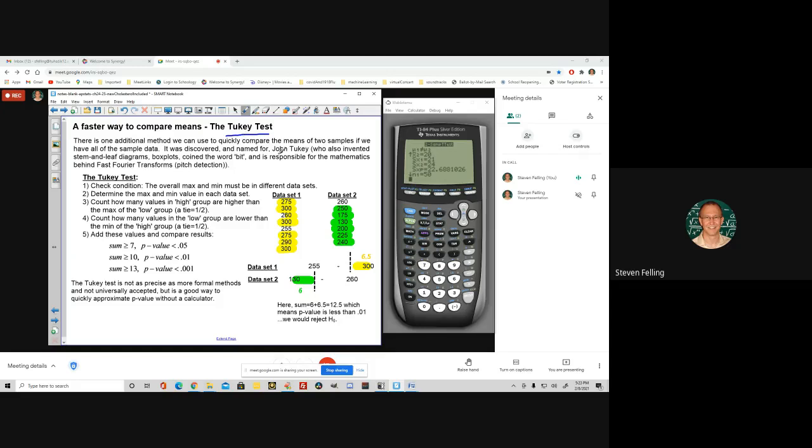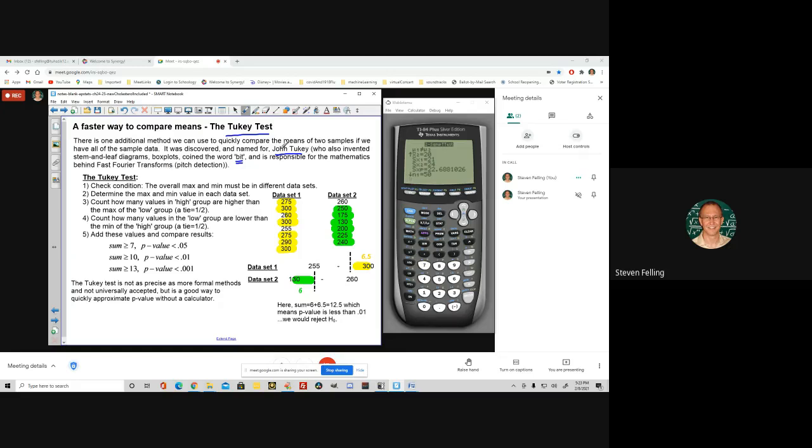It's named after a guy named John Tukey, who's actually quite famous in signal theory and computing processes. He's the person who invented stem and leaf diagrams and box plots. He coined the word bit for representing zeros and ones, and he's responsible for an area of math called the fast Fourier transforms. He's a giant in the field of signal processing.